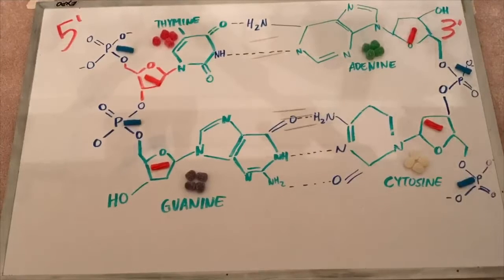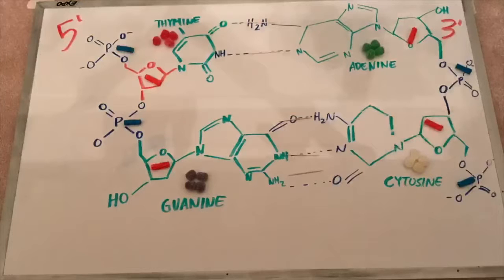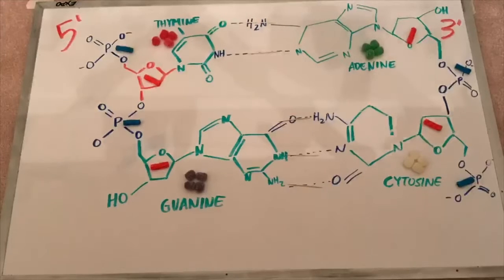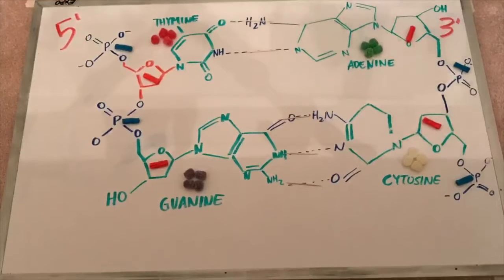On our candy model, these bases will be represented by colored gumdrops. The hydrogen bonds between these bases will be represented with toothpicks. The phosphate group is represented by a blue Twizzler and the deoxyribose is represented by a red Twizzler.